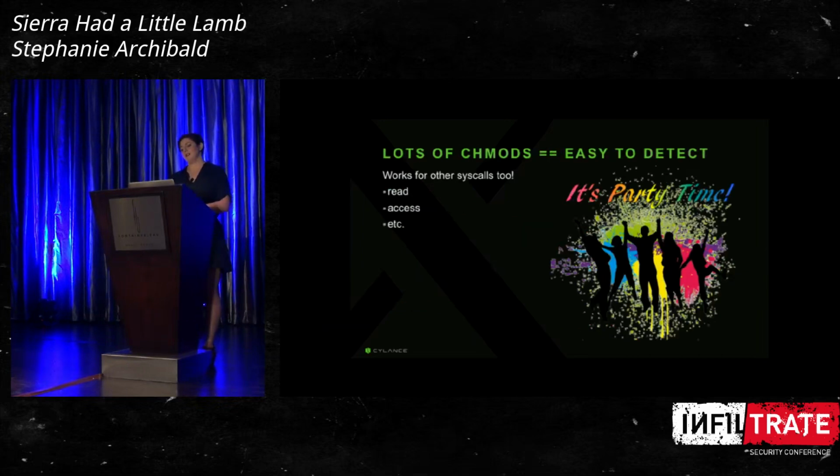The biggest downside of this method is that lots of chmods is going to be easy to detect by any sort of locally running IPS or AV system. But the good thing is that it works for a lot of other syscalls too. Basically anything that satisfies the requirement where it returns one error code if the address is not mapped and another error code for some other error condition. Read will work, access will work, etc. There's a bunch of them.